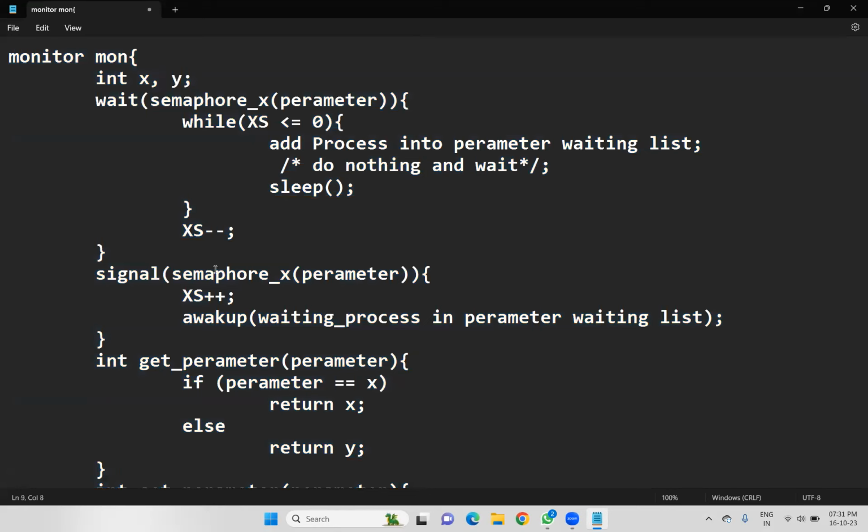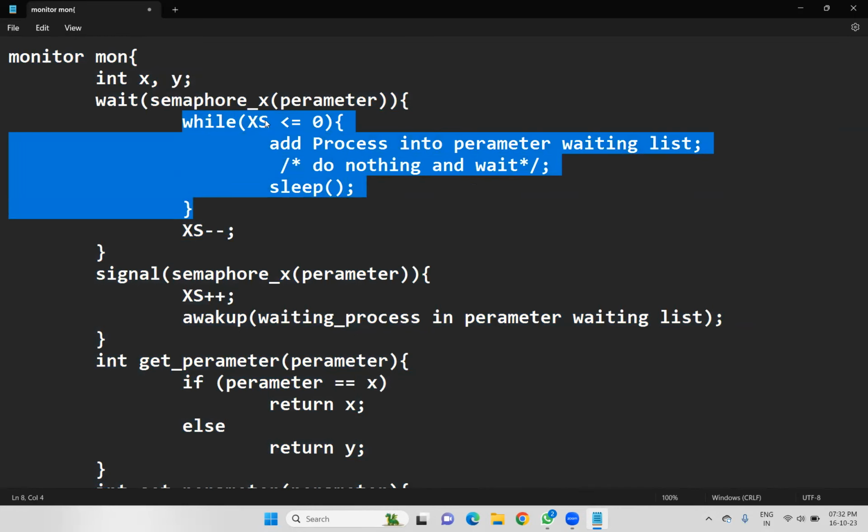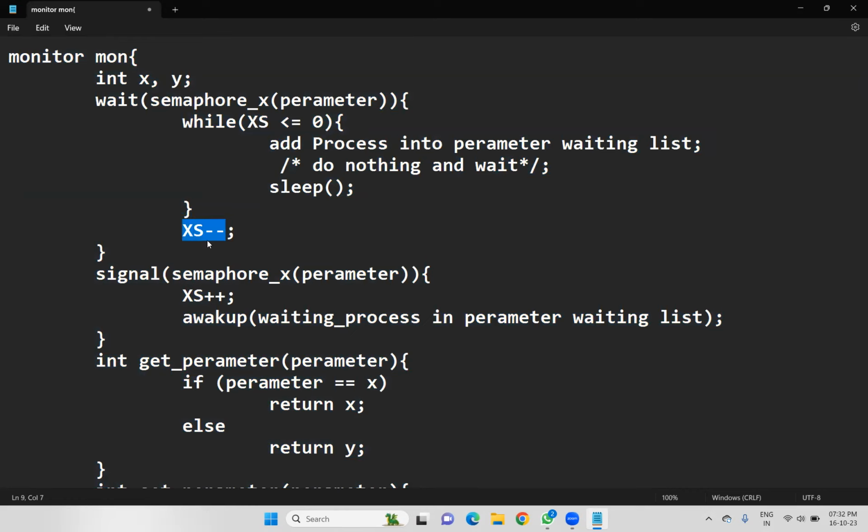If the semaphore of one particular resource is less than or equal to 0, then the process trying to access this particular x will be put into a waiting state, into sleep, suspended by itself. And when x less than or equal to 0 is changed by some other process executing the signal, then x minus minus is going to be executed by this wait here.